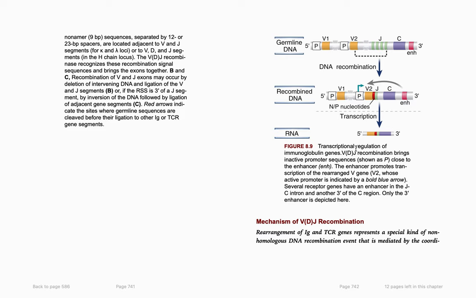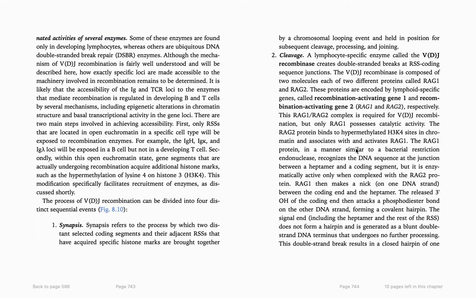Mechanism of VDJ recombination. The rearrangement of Ig and T cell receptor genes represents a special kind of non-homologous gene recombination event that is mediated by the coordinated activities of several enzymes. Some of these enzymes are found only in developing lymphocytes, whereas others are ubiquitous DNA double-stranded break repair enzymes. Although the mechanism of VDJ recombination is fairly well understood and will be described here, how exactly specific loci are made accessible to the machinery involved in recombination remains to be determined.